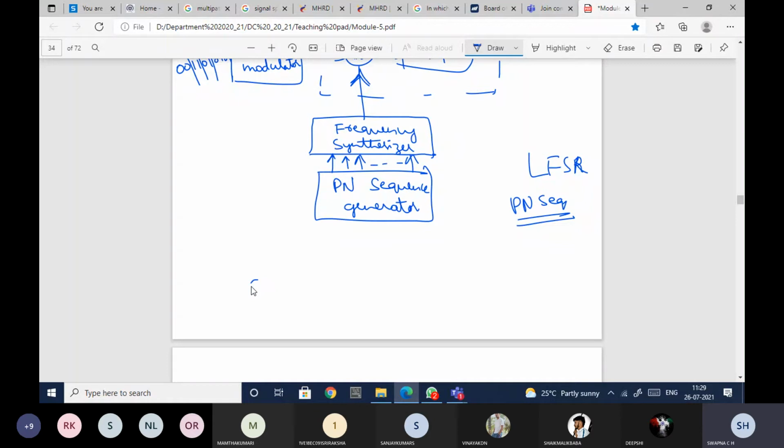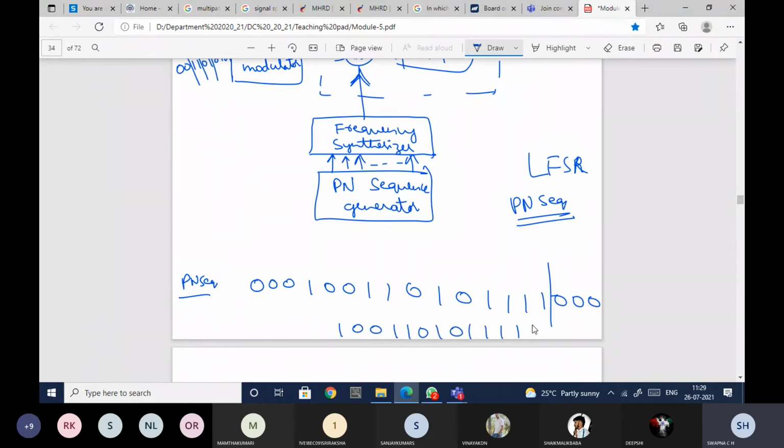Okay, so what was that sequence we got in our previous class, the PN sequence. The PN sequence we have got as 0 0 0 1 0 0 1 1 0 0 1 1 1 1. After this, whatever data I have got here will repeat, 0 0 0 1 0 0 1 1 0 1 0 1 1 1 1, like that it will repeat. Okay, that's how it goes. So this is the PN sequence.